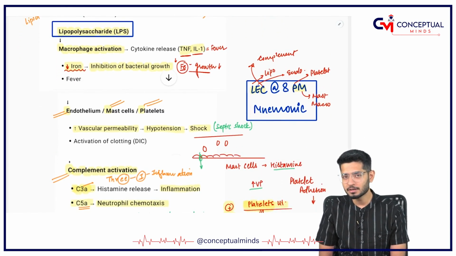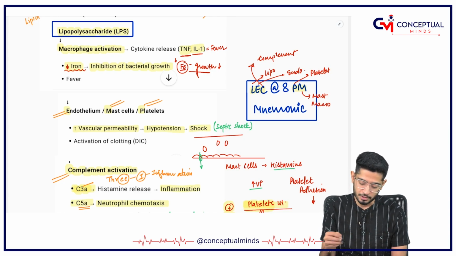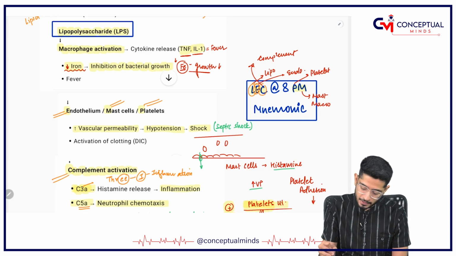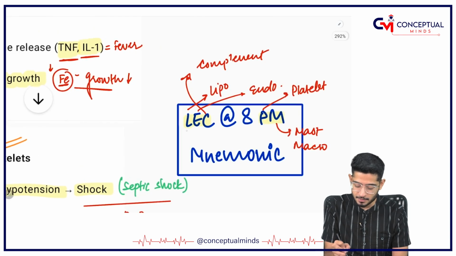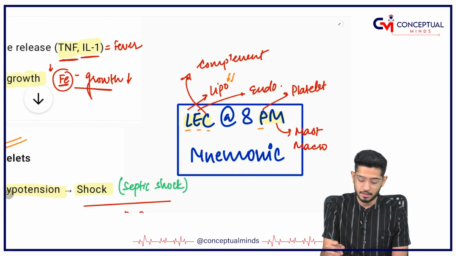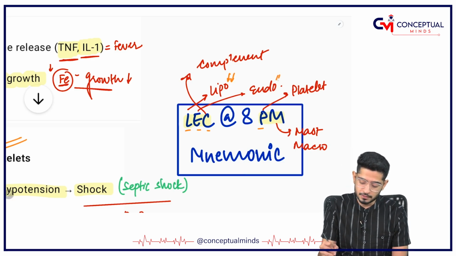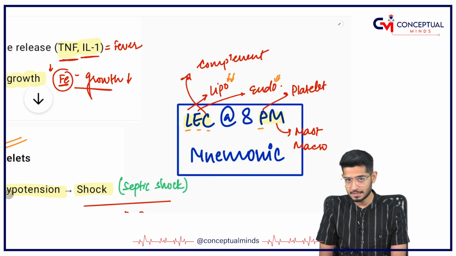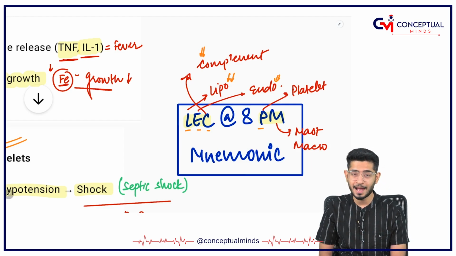Now what does this LPS layer do? In order to remember the functions or the pathophysiology of this lipopolysaccharide layer, we have a mnemonic: lecture at 8 p.m. L is for lipopolysaccharide, whose functions we are discussing. E is for endothelium. C is for complement system, at 8 p.m.